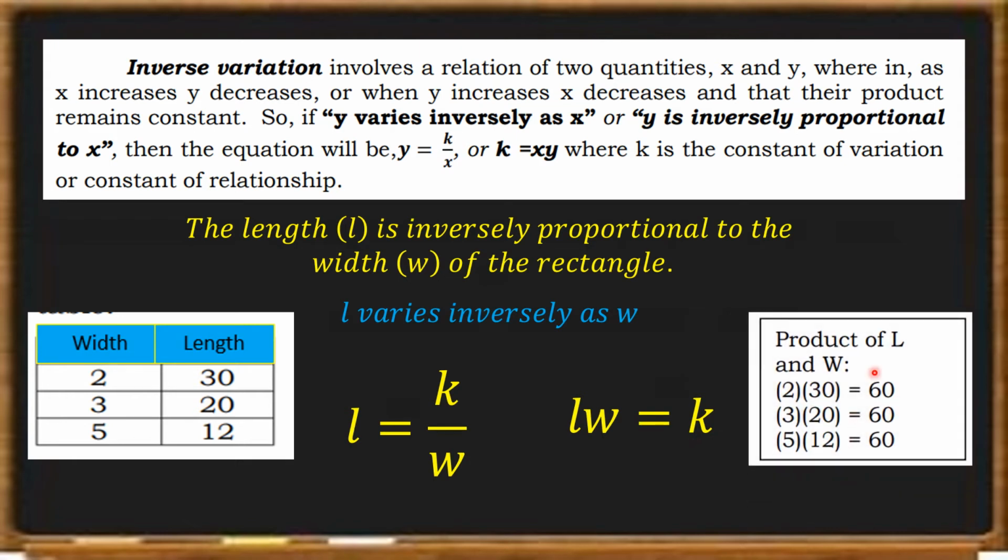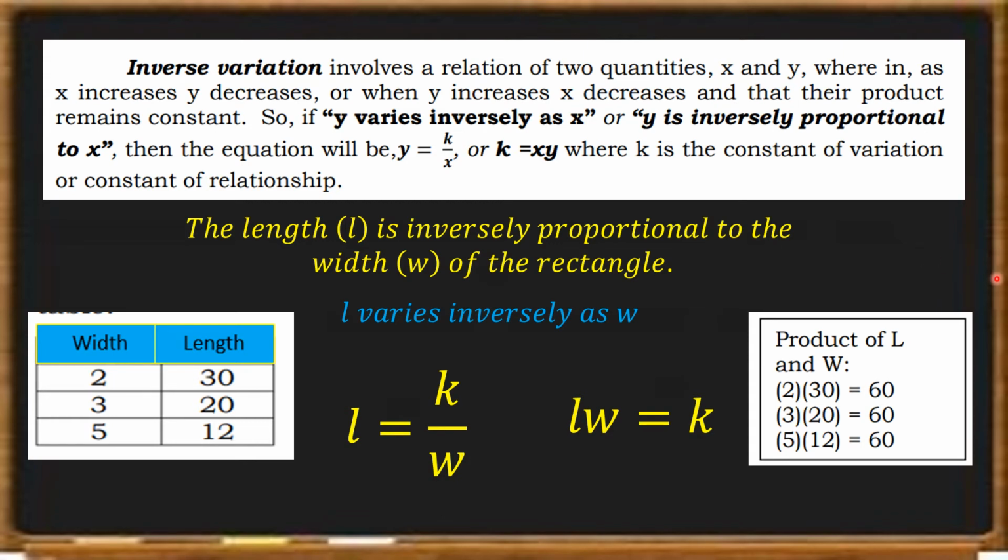So, the K is the product of the length and width, which is the area in the second scenario that we have. So, 2 times 30, 60. 3 times 20, 60. 5 times 12, 60. So, your K is the area here in the given scenario because it is a fixed area that the teacher wants to get out of the possible lengths and width. Ano-ano yung mga posibleng length and width na magpo-provide or makakabuo ng area na 60. So, yun yung nasa scenario.